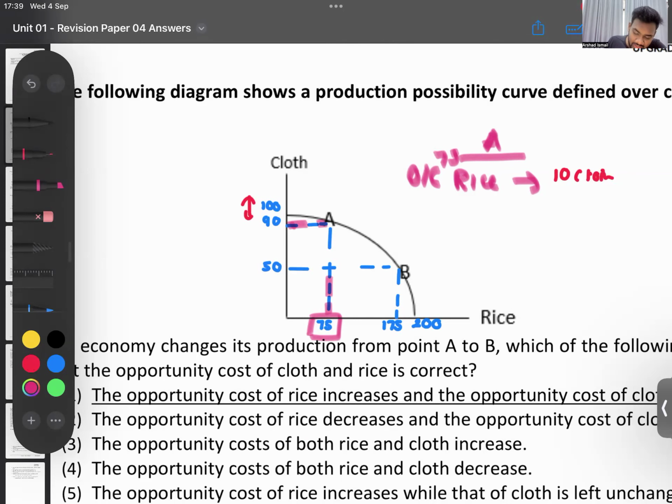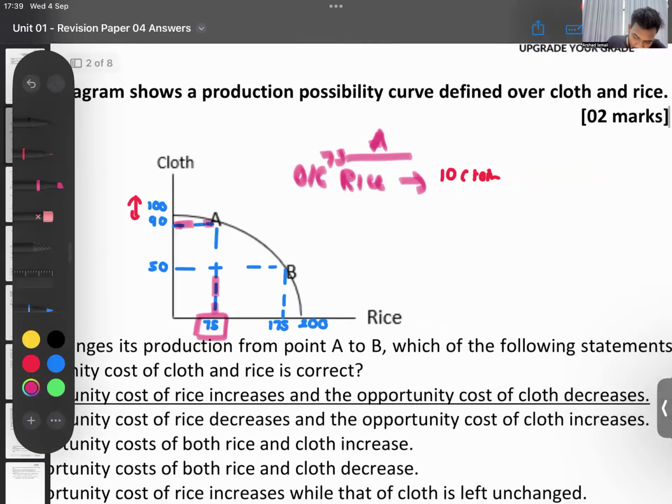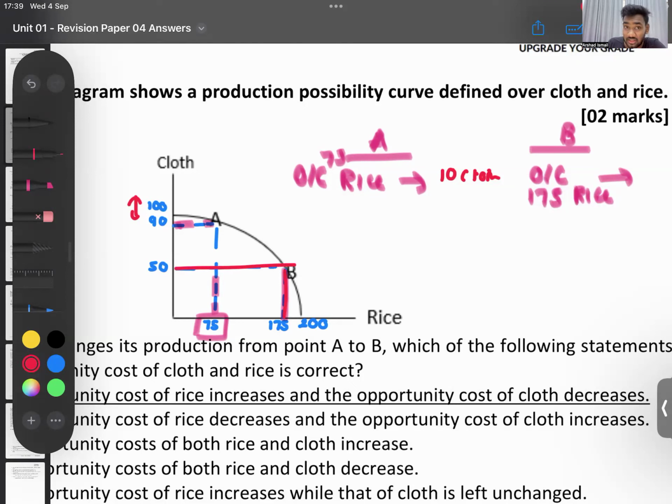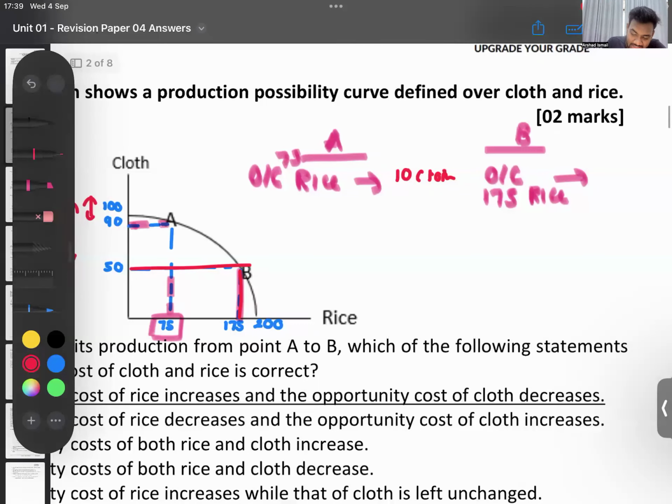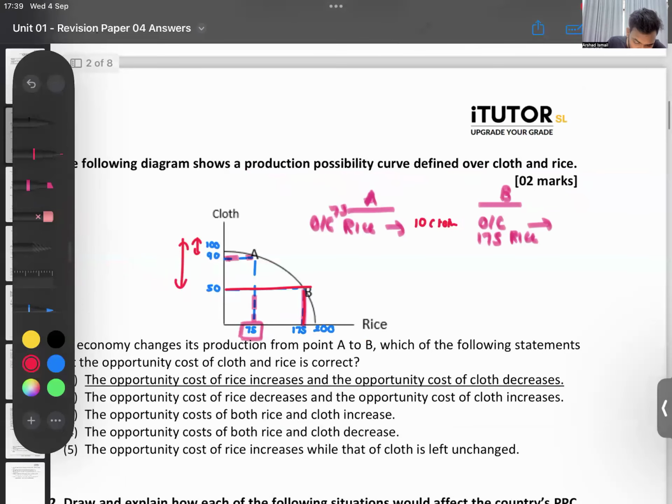Then when you go to point B, you're producing 175 units of rice. So what is the opportunity cost of producing 175 units of rice? How much of cloth can't you produce? When you're producing 175 rice, you can produce 50 cloth. This 50 you can't produce. So the opportunity cost of producing rice then becomes 50 cloth.